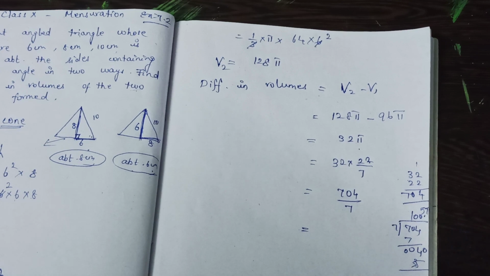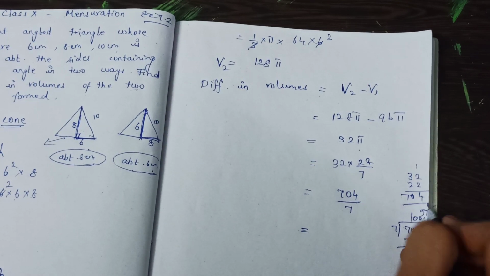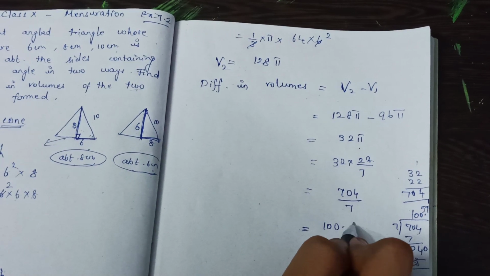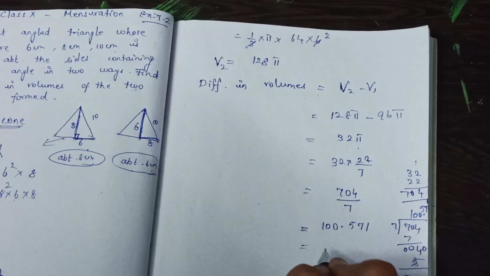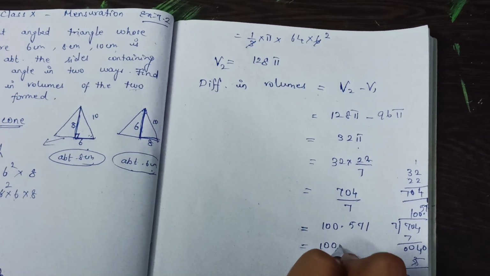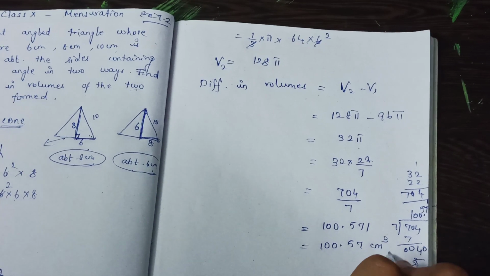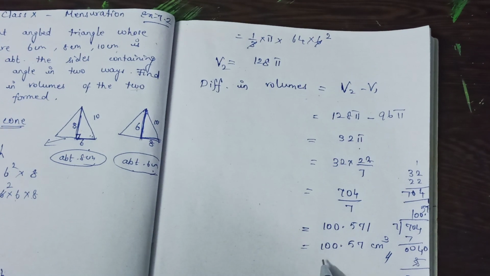7 sevens are 49. So the value will be 100.571. So here it can be written as rounded off to 2 decimals. So 100.57 centimeter cube. So the difference in their volumes is given by 100.57 centimeter cube.